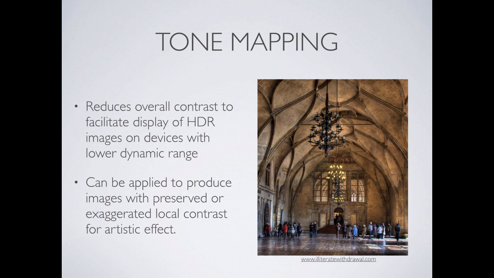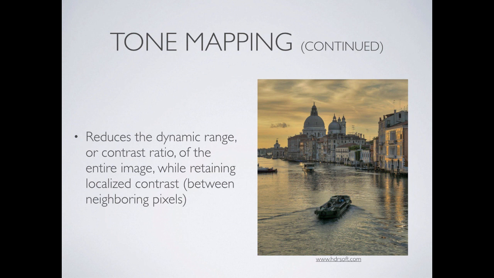Right? So it's going to reduce the dynamic range contrast ratio of the entire image while retaining localized contrast between neighboring pixels. So things that, like in here, instead of having this be completely black, we get all of the little piers. The edge of the boat here, instead of having that be completely black, we actually get the detail. A projector's always a little hard because you can't see it quite as well as I can.